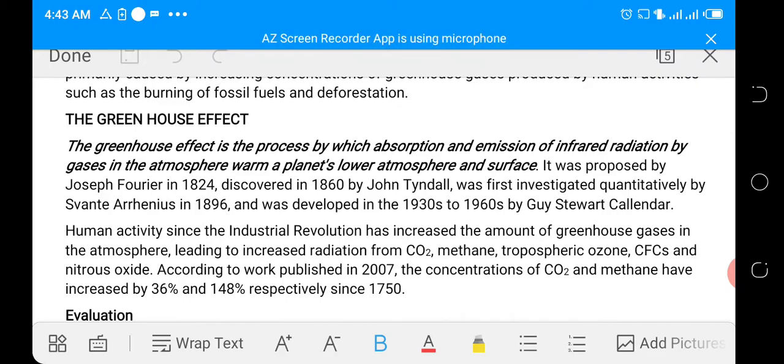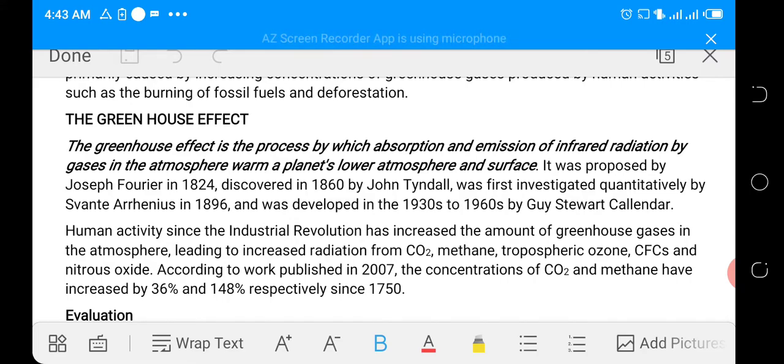The greenhouse effect is the process by which the absorption and emission of infrared radiation by gases in the atmosphere warm a planet's lower atmosphere and surface.